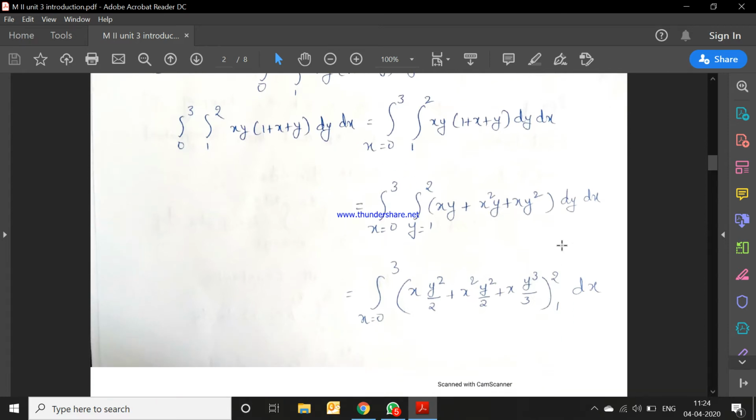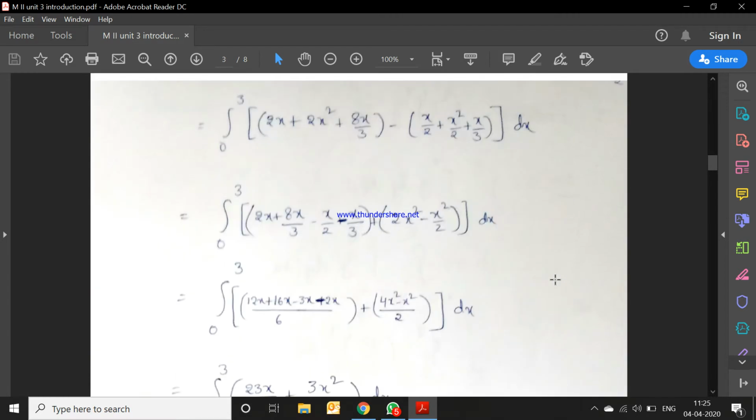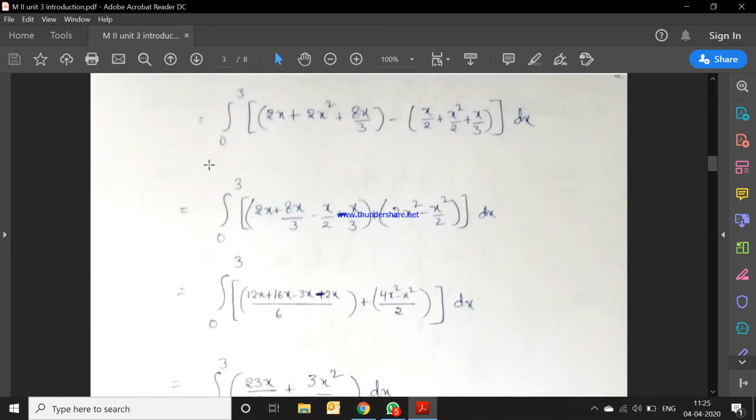First integrate with respect to y, so x is constant. Then y integration is y square by 2, here also y integration is y square by 2, and y square integration is y cube by 3. Limits are 1 to 2. Now first you have to substitute the upper limit, that is integral 0 to 3, 2x plus 2x square plus 8x by 3, since y cube at y equal to 2 is 8, minus the lower limit. Now the lower limit is x by 2 plus x square by 2 plus x by 3, because y value is 1, y square value is 1, y cube value is also 1.